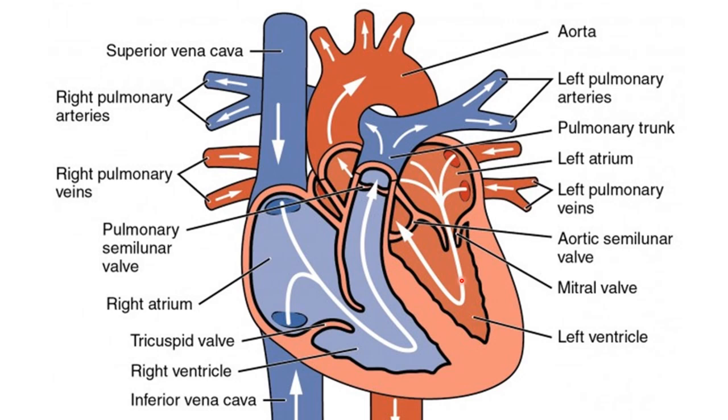is going to contract, shut the bicuspid valve, also known as the mitral valve. Pressure is going to go up and up and up, and it's going to open up this aortic valve, and blood is going to go into the aorta.